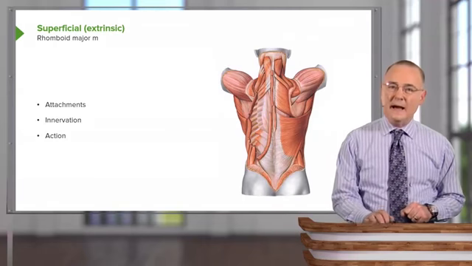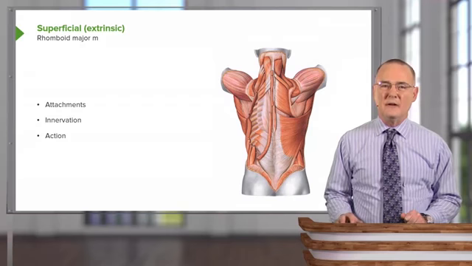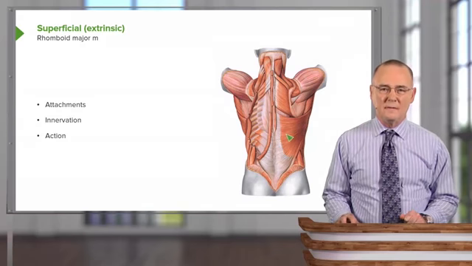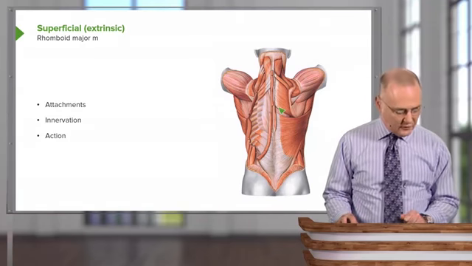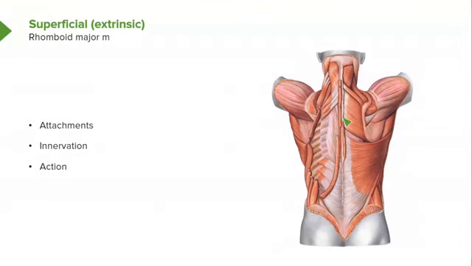Here we're looking at the rhomboids and levator scapulae. Our focus here first is with the rhomboid major, which we see running right in through here. The rhomboid major has points of origin from spinous processes, and we can see those points of origin along and through here. These particular points will be the spinous processes of T2 all the way down to T5.